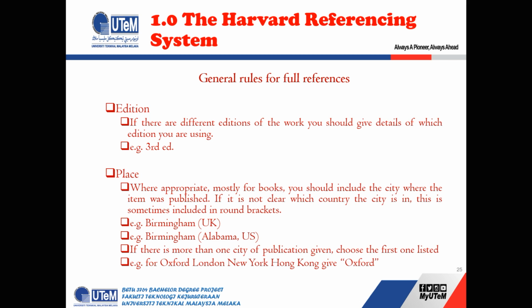Okay, and similarly if the book is published in different countries and different cities, then we have to mention the first one. For example, if it is published in Oxford, London, and New York as well, Hong Kong, mentioned inside the book like this, we will just take the first one. We don't need to give all of this. New York, Hong Kong, no need, we can give only the first one.